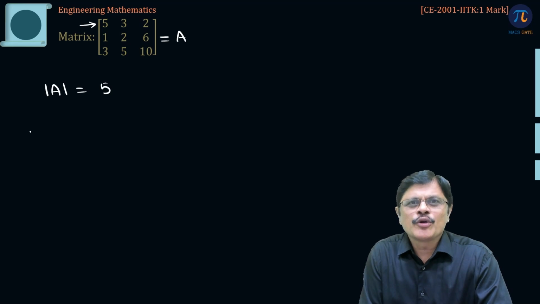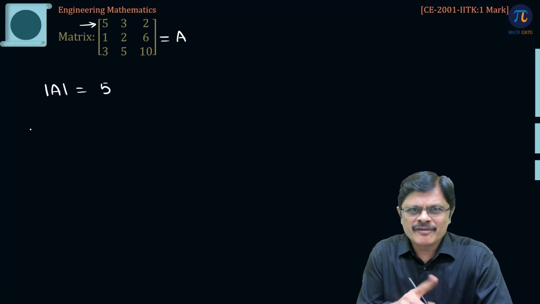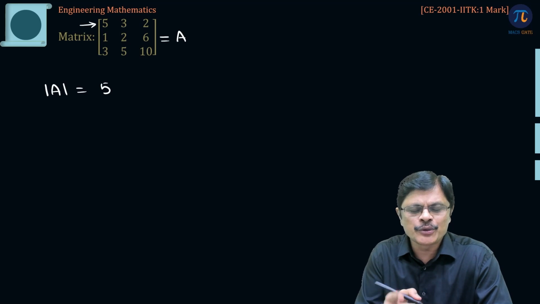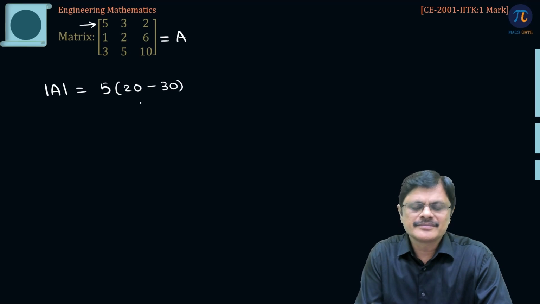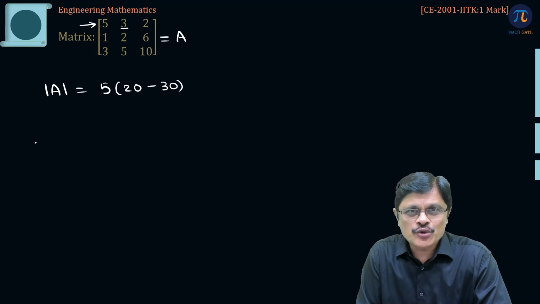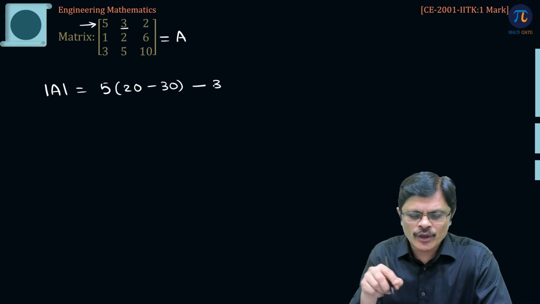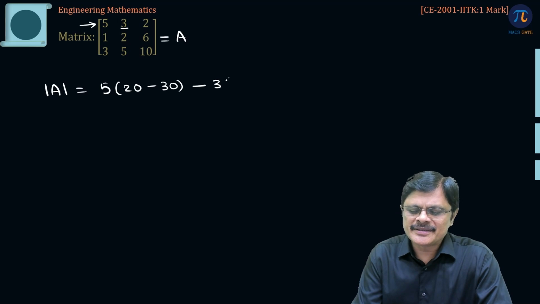5 into cofactor 1, 1. First row, first column, cofactor sign will be positive. Remove the column, remove the row. Remaining submatrix determinant: 2 into 10, 20; 6 into 5, 30. Then first row, second column element. Cofactor sign will be minus. 3 into, remove the row, remove the column, 10 minus 18.